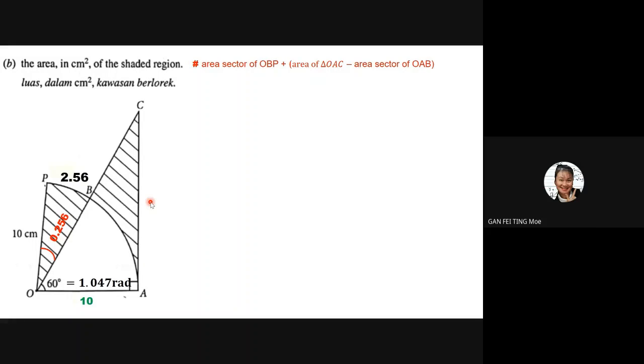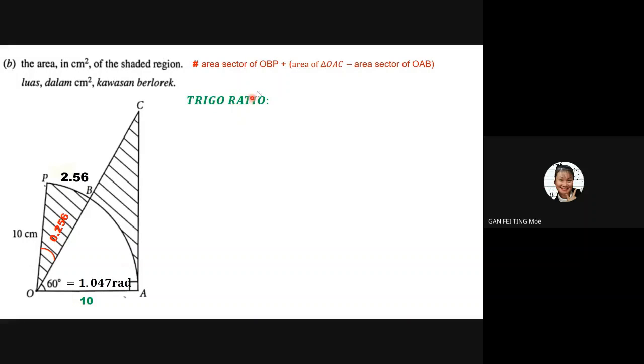Okay, area of sector POB. This is the first part, as I told you, yang bahagian pertama. And this is what Syarul told just now. Area of AOC, the triangle, then it takes this away. The sector of AOB to look for this. Syarul yang bagi tahu adalah yang bahagian ini. Okay, good. So area of OBP.